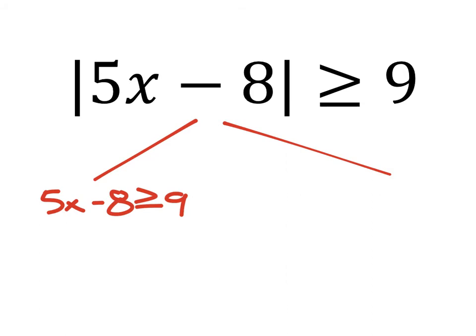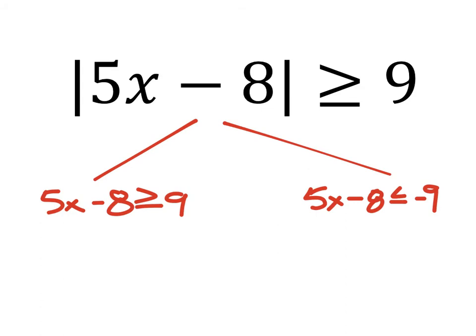And I don't care about the OR statement right now. It is an OR statement, but I don't care. The graph should reveal if it is or is not. But then if 5x minus 8 were less than or equal to negative 9, still true. And again, since I'm dealing with the negative 9 now, it flips the inequality.